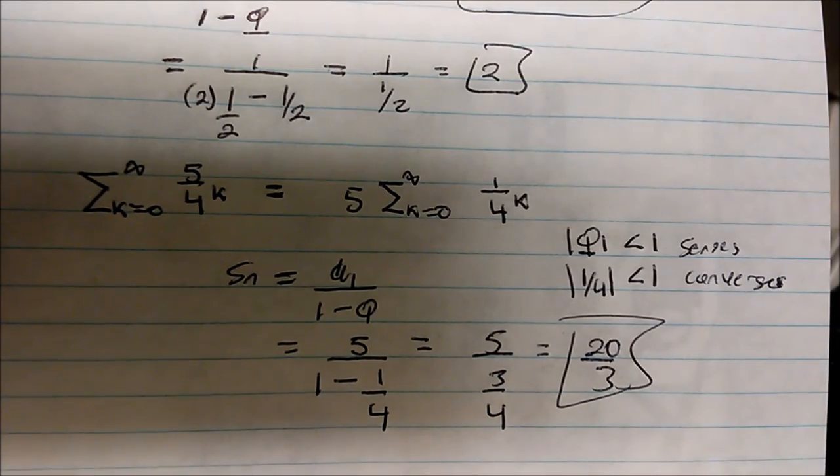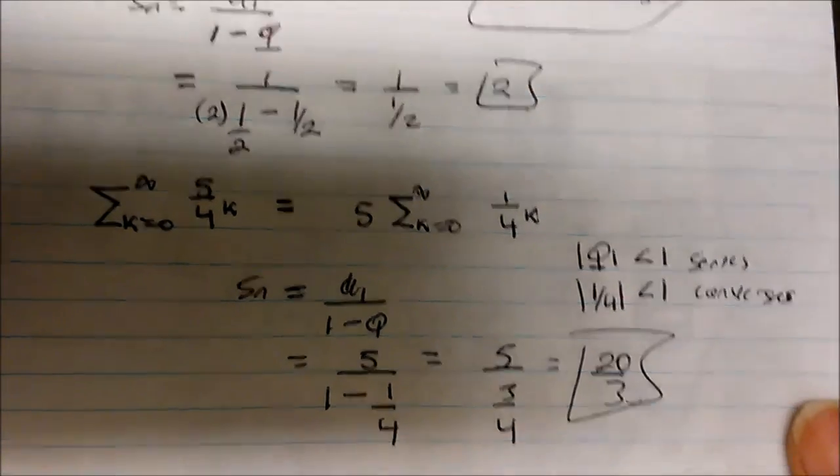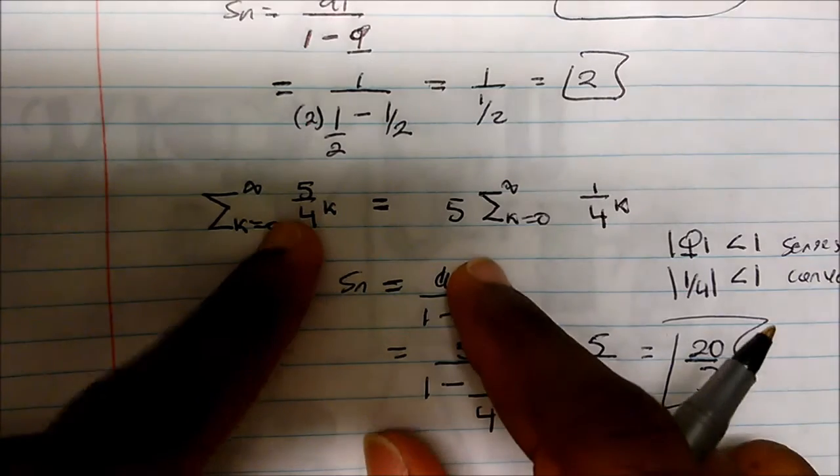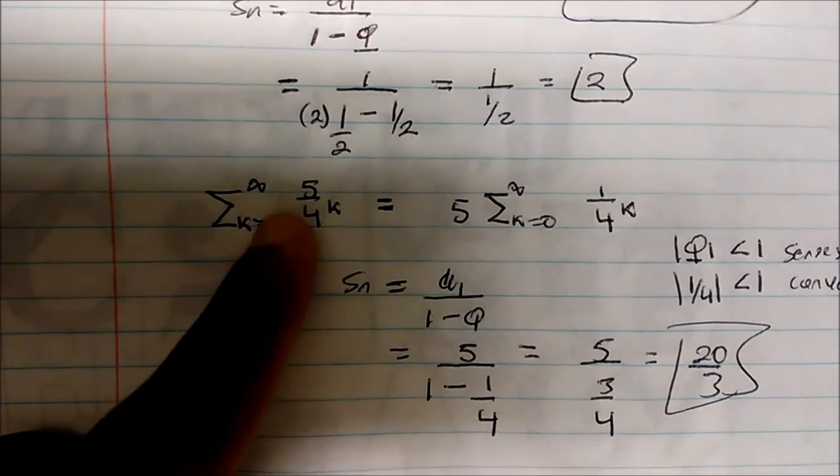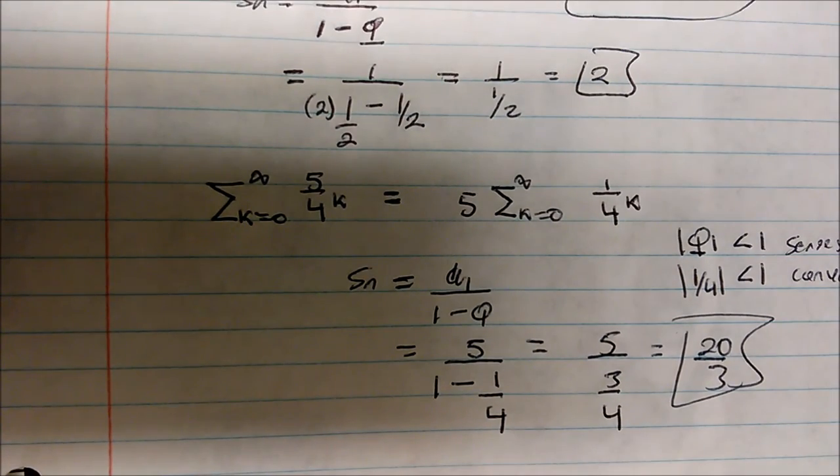This is how we look at geometric series, and be very careful. In this one, q was not 5/4, so be very careful.